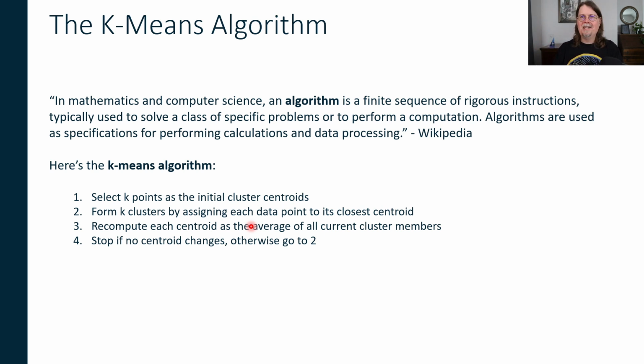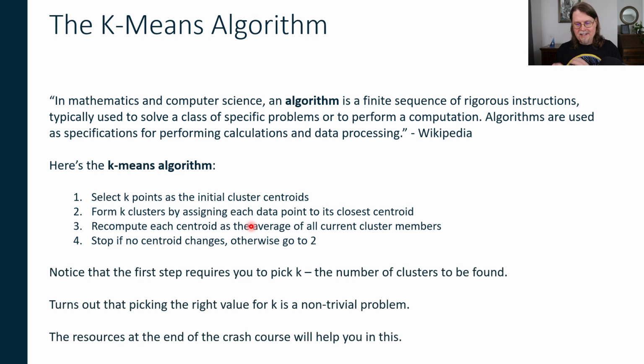A couple things that we need to talk about before I run through the slideware is this. The first step in k-means is that you have to pick k. You, as the data analyst, the DIY data scientist, have to tell k-means up front how many clusters to find. 2, 3, 4, whatever it might be. As it turns out, picking the right or the optimal value for k is not easy. It's a non-trivial problem. The good news is that the textbook that I'll recommend to you at the end of the crash course has more coverage about how to do this.